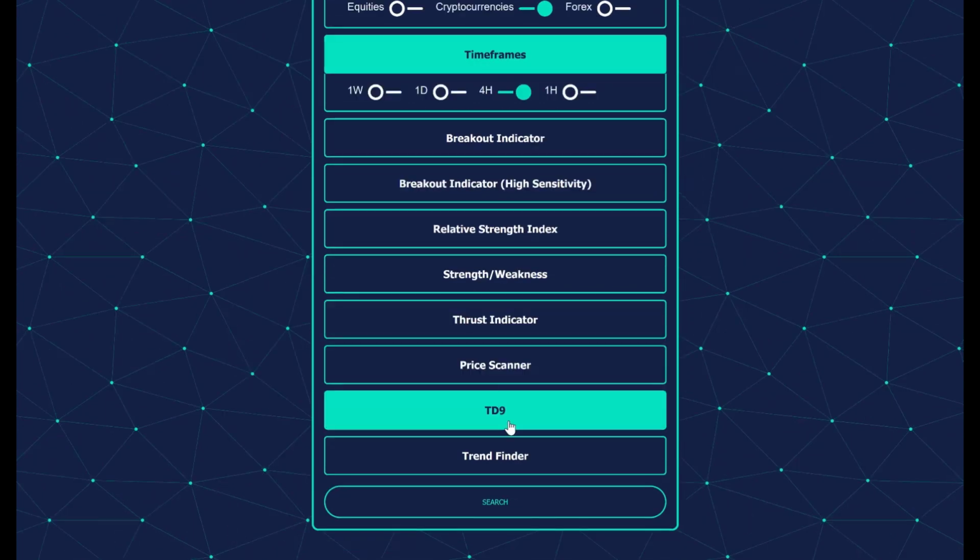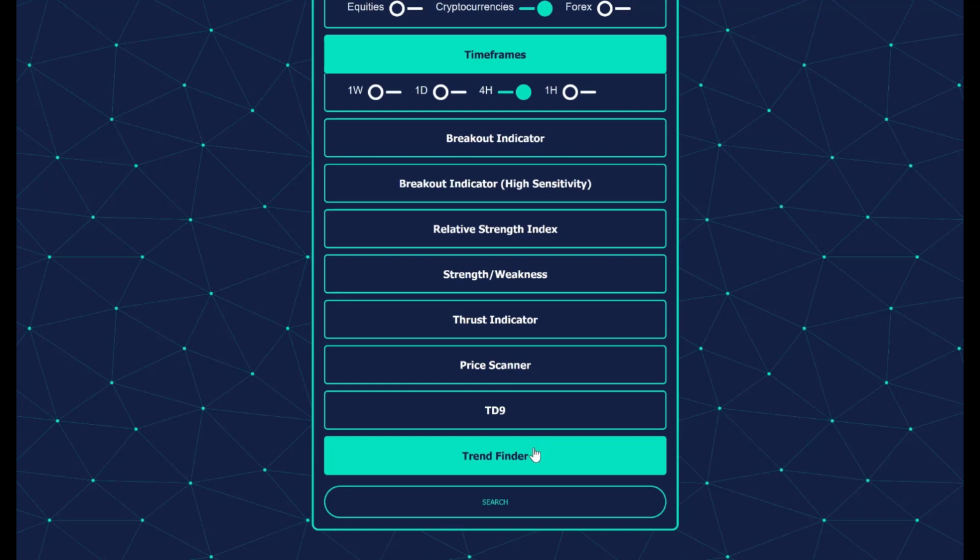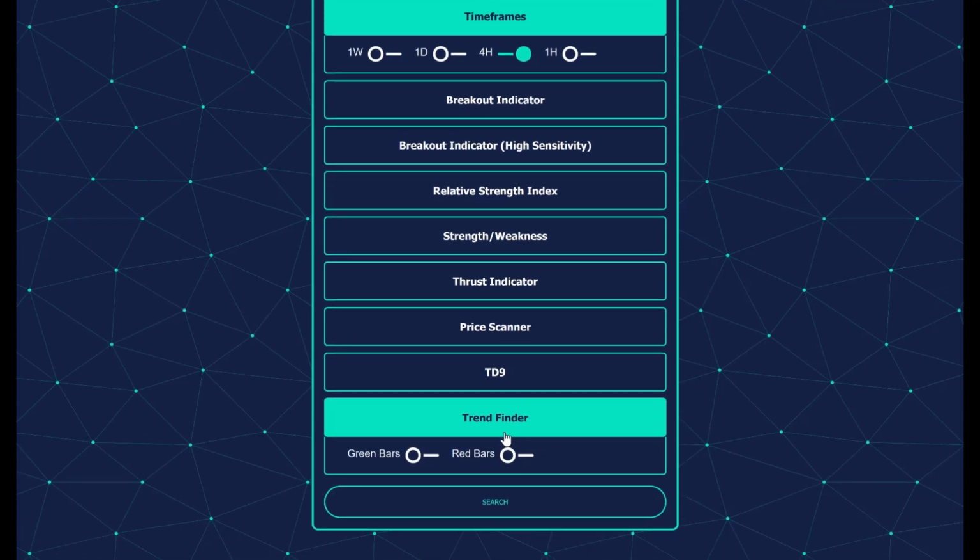Now that we've gone over those, we get to the trend finder. We have not released this indicator yet, but basically you'll be able to search for green bars whenever they turn green to show that it's now gone into an uptrend, and conversely red bars whenever the uptrend has ended and we are now going into a downtrend.